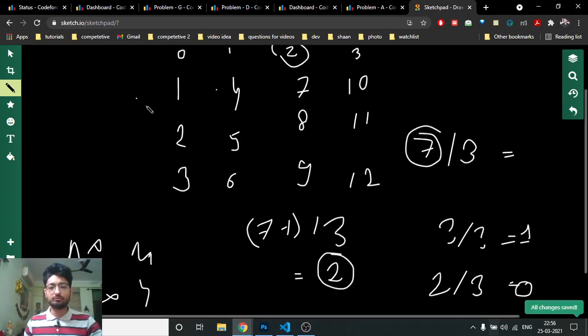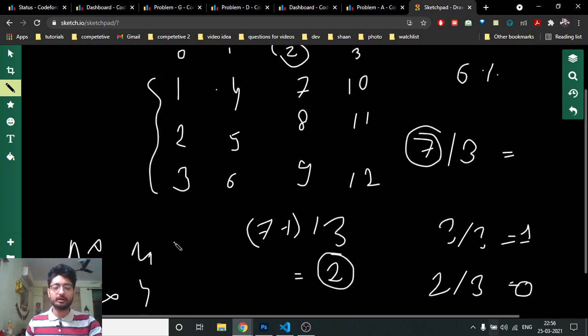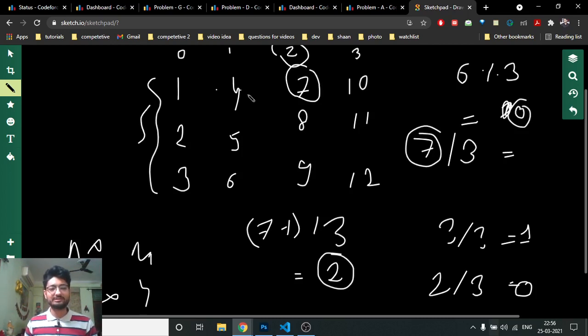Now if you want to find the row, you do the same thing: 7 minus 1, mod the number of rows. As you can see, the number of rows is 3, so 6 mod 3 gives 0. So if you do 6 mod 3, you easily get the row position, that is, how many rows have been taken and what the position is mod 3.